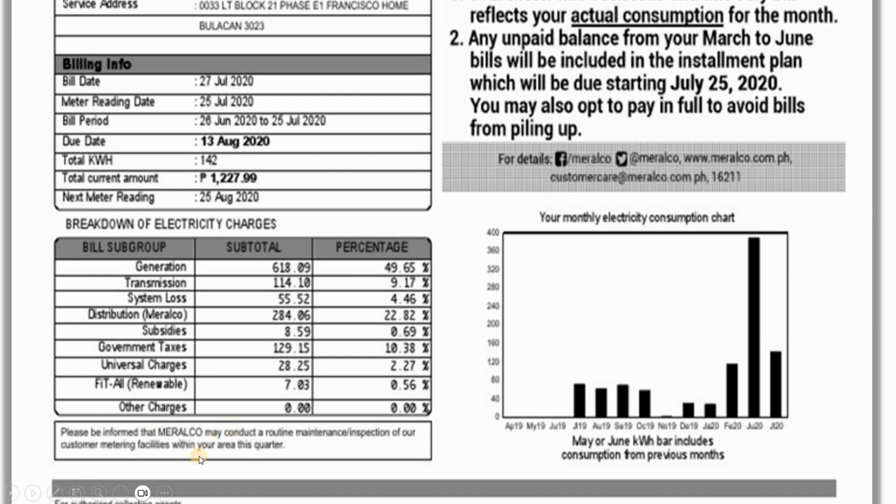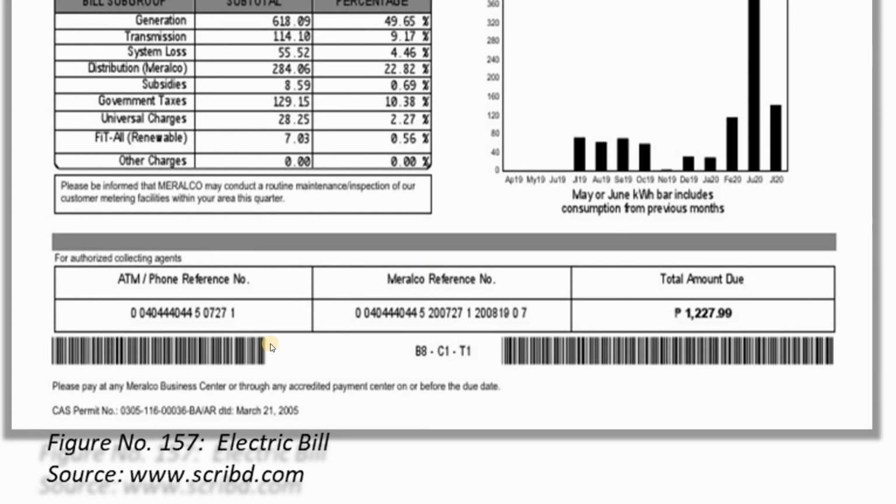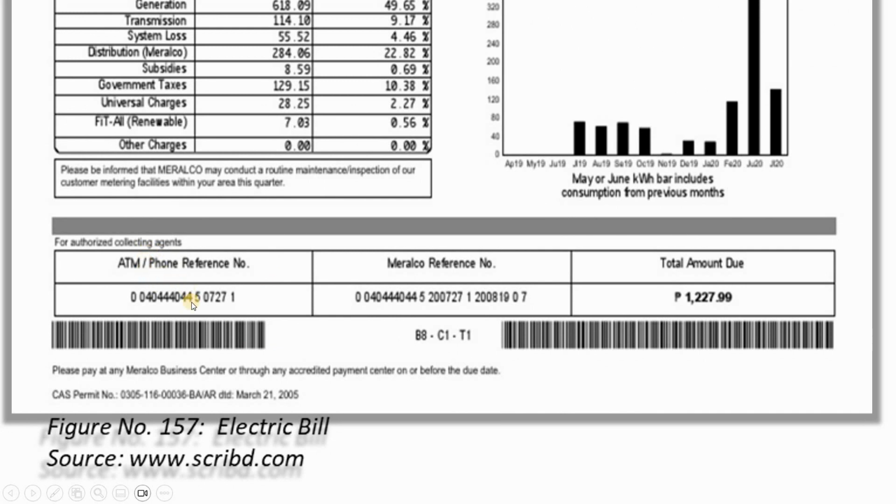It also says here that please be informed that Meralco may conduct a routine maintenance or inspection of our customer metering facilities within your area this quarter. There is also contact information and some reminders over there. And then as you go downwards, you will see the following information.